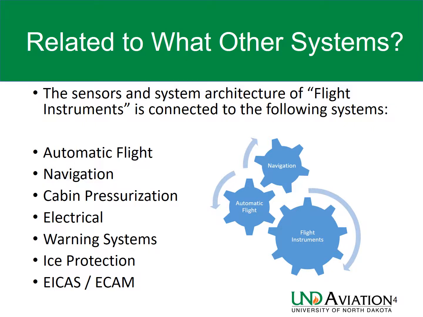Warning systems such as GPWS, to be discussed in a later lesson, as well as other elements, TCAS, need information from our flight instrumentation. We also receive information for ice protection system. And then obviously our aircraft which are installed with a warning system, for example, ICAS, which is in a later lesson, or ECAM, which is on Airbus aircraft.